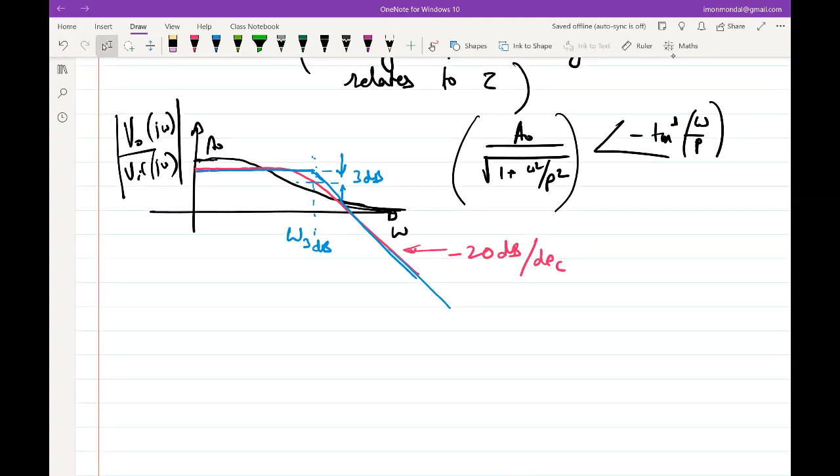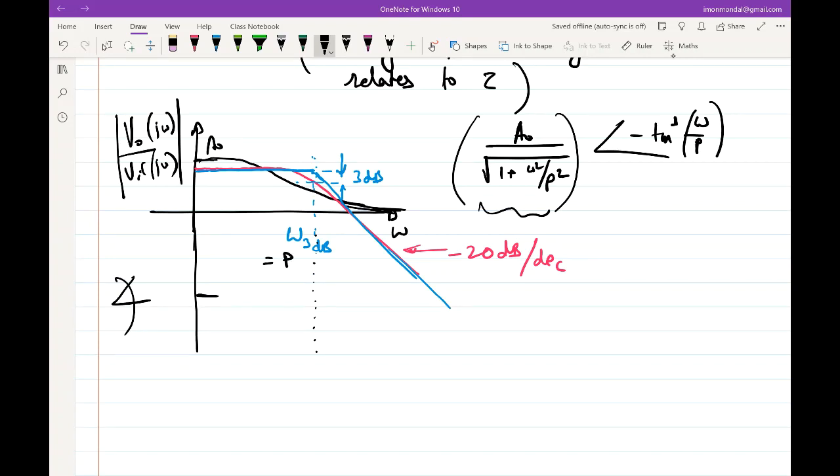This is as far as the magnitude response is concerned, but we'll also have a phase response. If we plot the phase, what should it start from? It should start from 0, tan inverse of 0. And then it will go negative. And by the way, since we have written this expression, omega 3 dB in this case is actually equal to P.